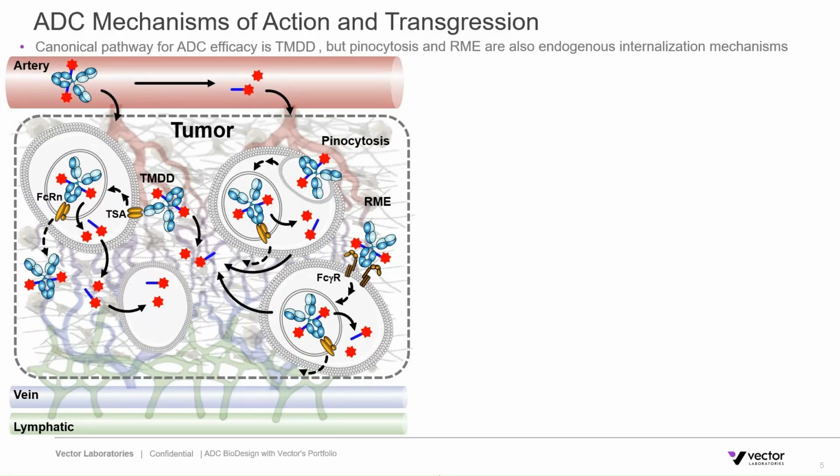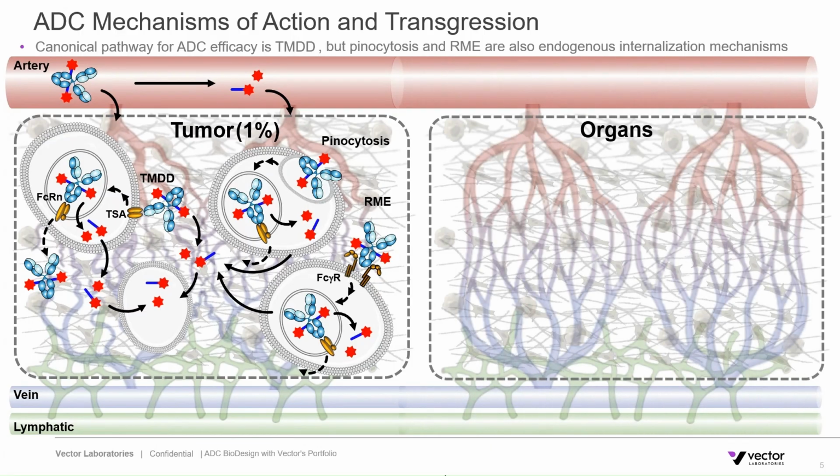And the payloads can kill the cells, they can diffuse out, they can diffuse into antigen-negative cells for a bystander effect, and because this is in the tumor, it's all good. But now it's fairly well established that less than 1% of the administered dose reaches the tumor and is processed in this way. So where's the other 99% of it?